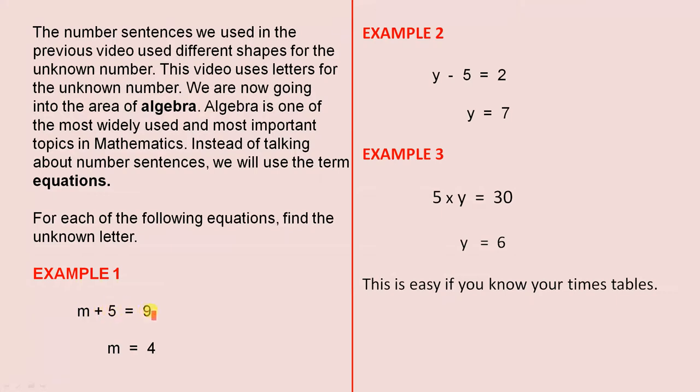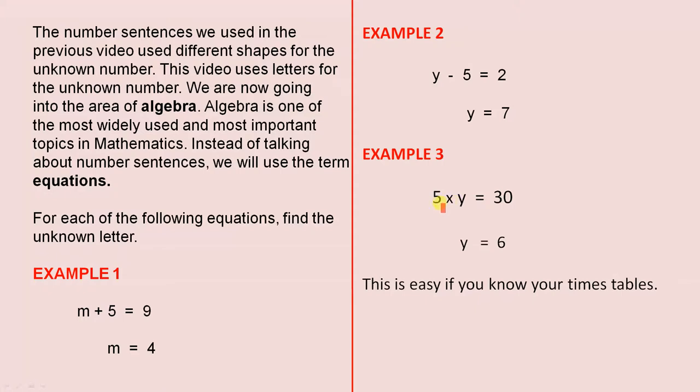If m plus 5 equals 9, what do you have to add to 5 to give you 9? That is, 5 plus what number gives you 9? I think you know that m has to be 4, because 4 plus 5 is 9. Example 2, y minus 5 equals 2. What number, when you subtract 5 away from it, gives you 2? I think it's obvious that y equals 7.